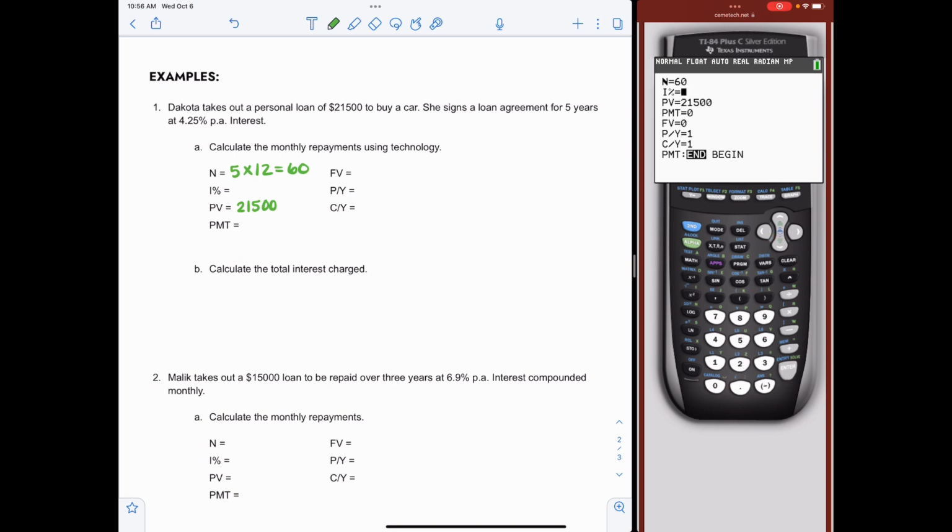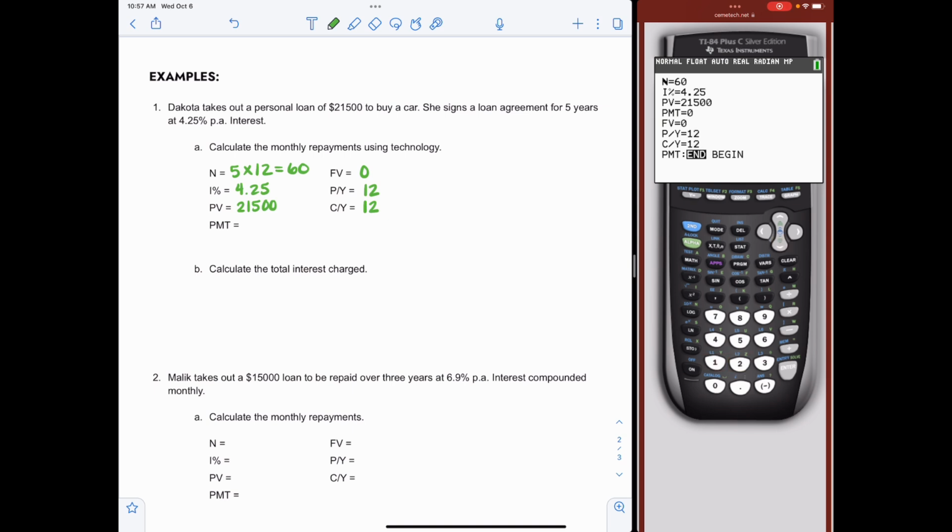It says the interest rate is 4.25%. So we just do 4.25. Put that in the calculator as well. As of right now, we do not know what the payment is. For the future value of her loan, she wants the future value to be 0 because the goal is to pay it off. And then the amount of payments per year or periods per year is going to be 12. And that means the compounding part is going to be 12 as well.